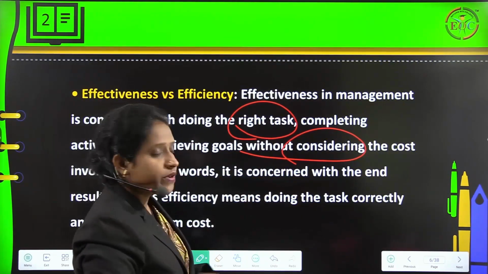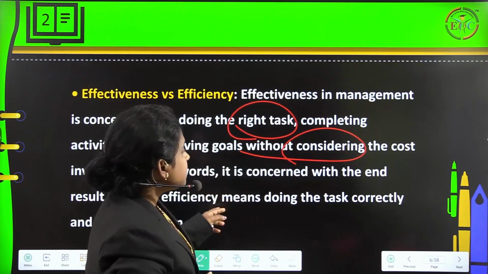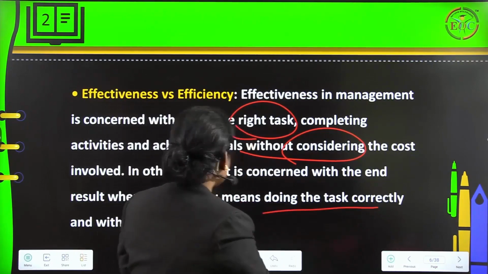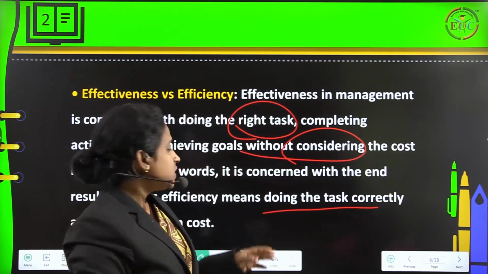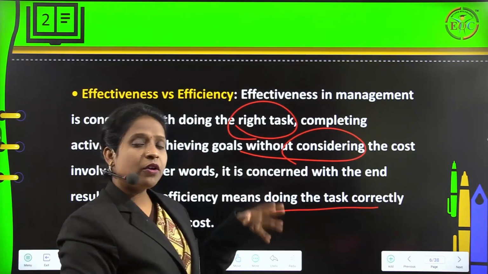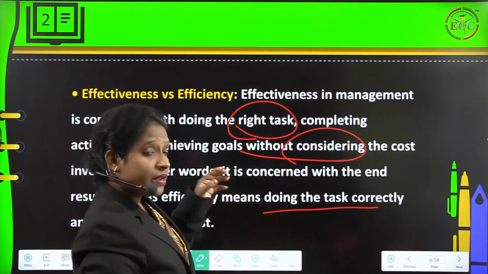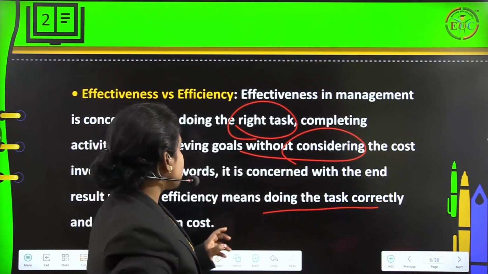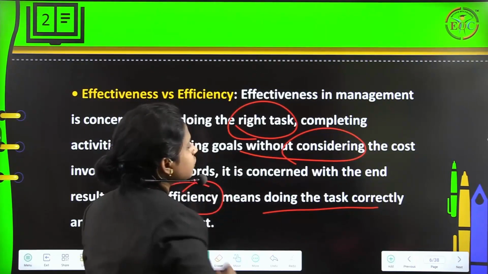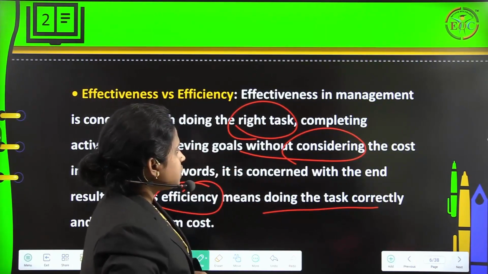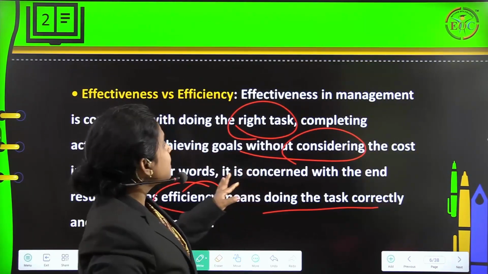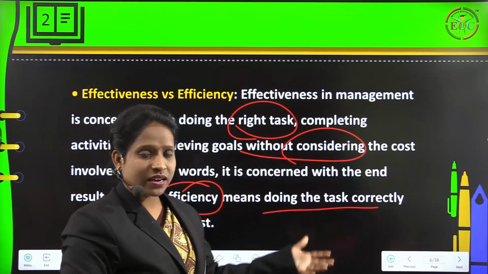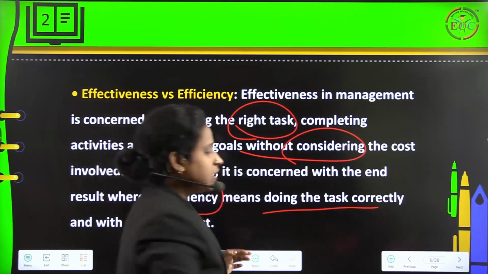In other words, effectiveness is concerned with the end result, whereas efficiency means what? Doing the task correctly and with minimum cost. So efficiency is nothing but performing the task in a proper manner, or correctly, and with a minimum cost. Here you got the difference between effectiveness and efficiency. Effectiveness is what? Completing the task, the given goal. Efficiency is what? Doing the task in a correct manner. These are the two concepts that we have to understand here.